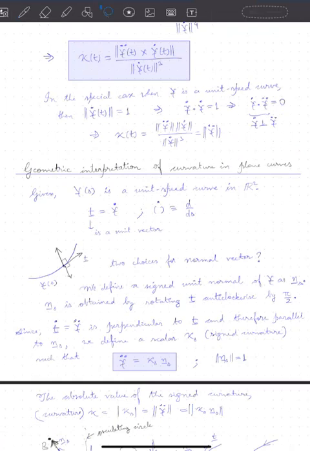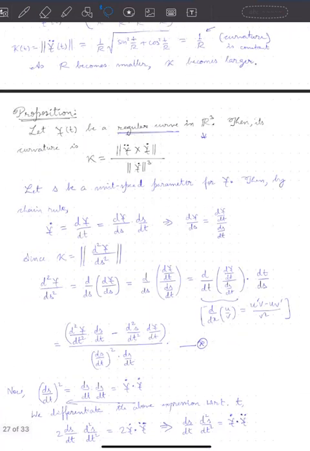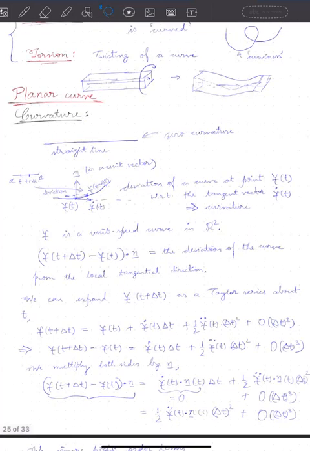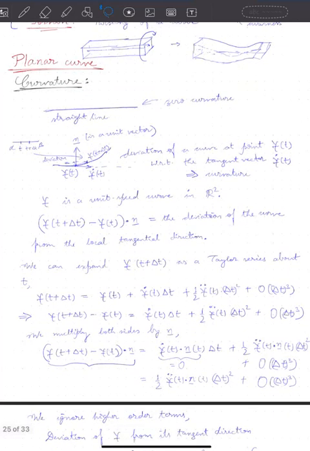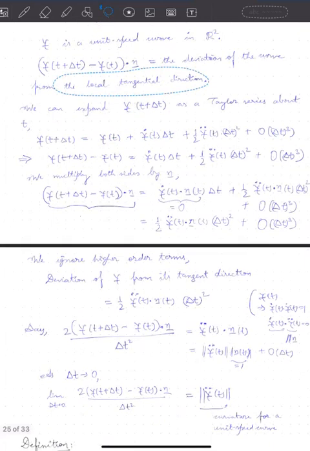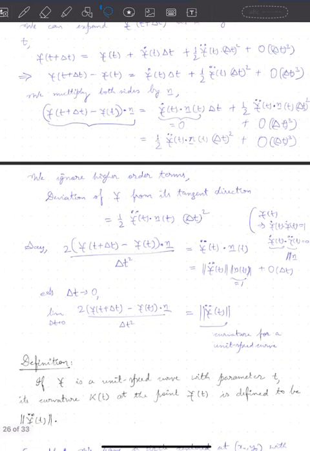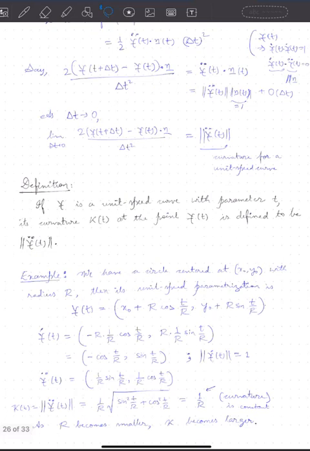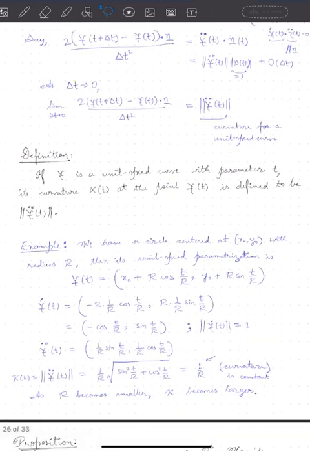So we began with the description of a plane curve, isn't it? So how should we define it? Curvature is essentially the deviation of the curve from the local tangential direction, right? And then we were able to obtain an expression for the curvature of a unit speed curve, right? And it is given by the double derivative of gamma with respect to t, and take its norm.